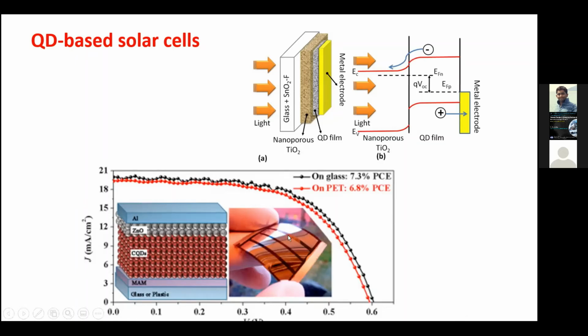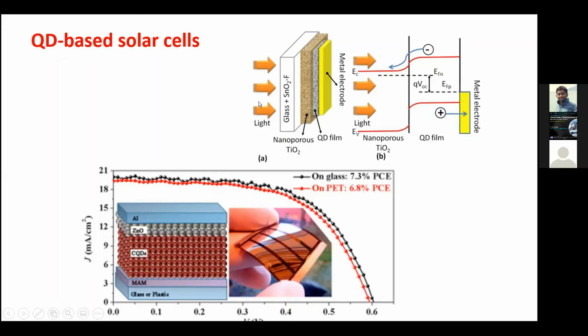The basic fundamental is the same as others, like dye-sensitized or silicon, but here things are a little bit different. Generally people use a nanoporous TiO2 N-type layer, then quantum dot films, and then some P-type layer. People use spiro, some polymers, or you can also use an inorganic P-type material.